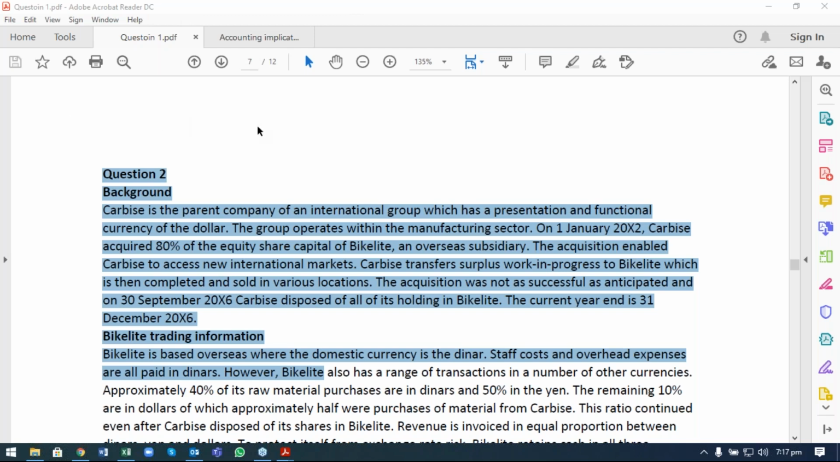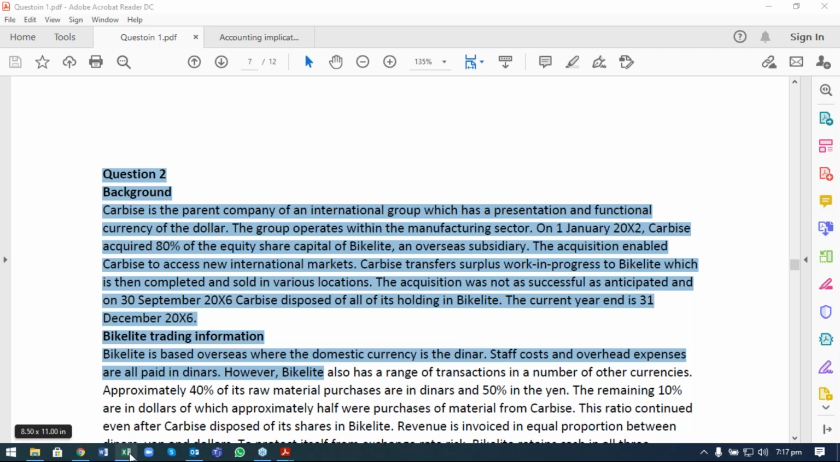There is one more question: if there are multiple subsidiaries, more than one subsidiary, including one foreign subsidiary, how are we going to account for it? I'm going to explain how we look into multiple subsidiaries having one overseas subsidiary and how we are going to consolidate it, within this same section.